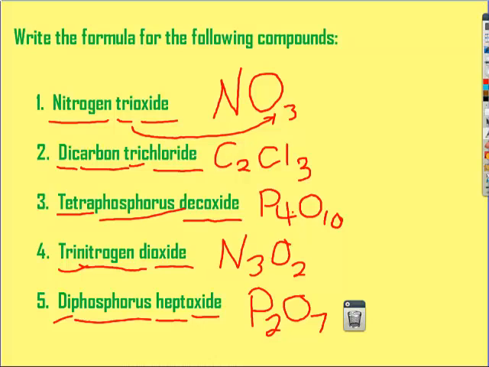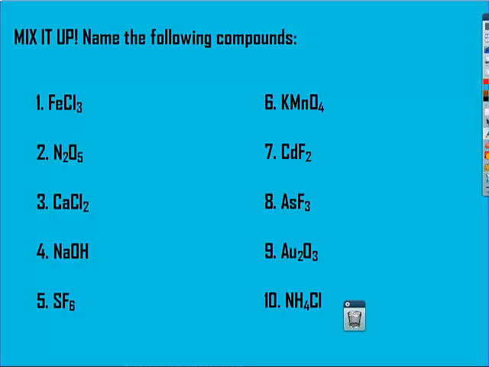Okay, and here we go. Now we're going to mix it up. Now this is everything we've learned so far, all mixed into one. So this is transition metals. This is regular ionic compounds. This is polyatomic ions in here. This is some molecular compounds that we just learned. So pause the video and try to do as many as you can without playing the video.